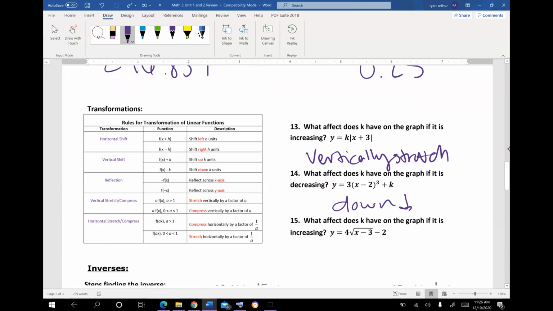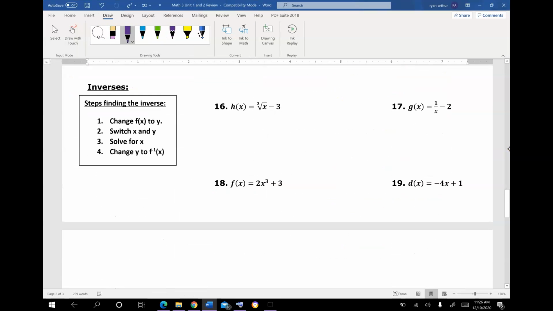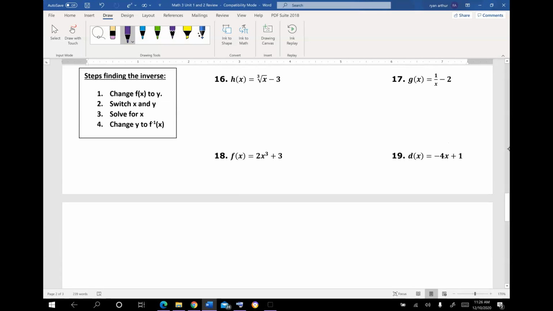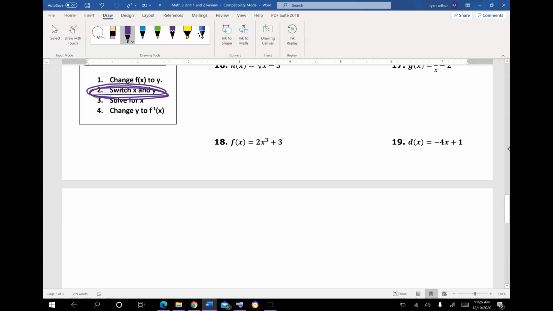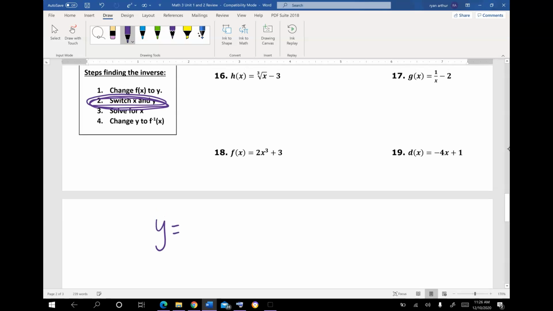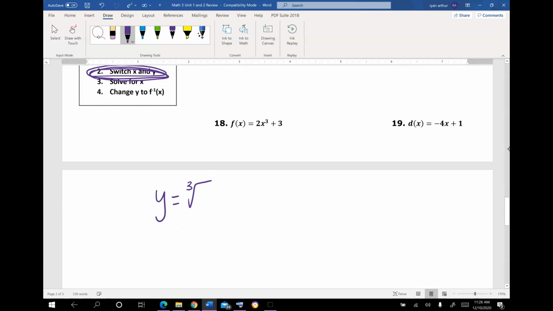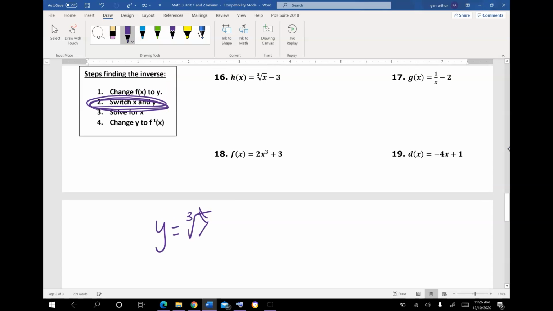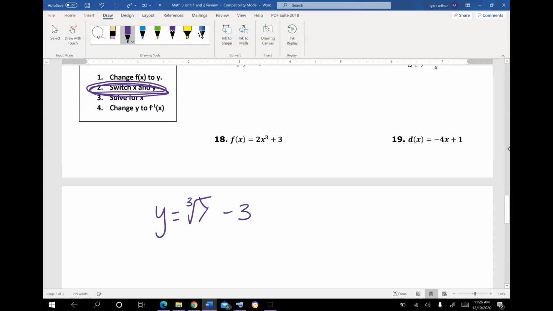So next part is finding the inverse. Anytime you see the word inverse, it means to switch your X and Y. Graphically, tabular? I don't know. Or equation, algebraically, your first thing is to switch X and Y. So if you look at 16, it's Y equals the cube root of X minus 3. Okay?